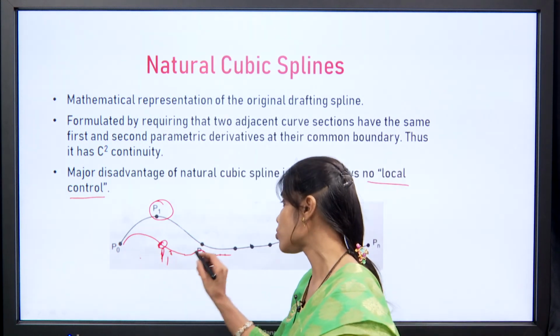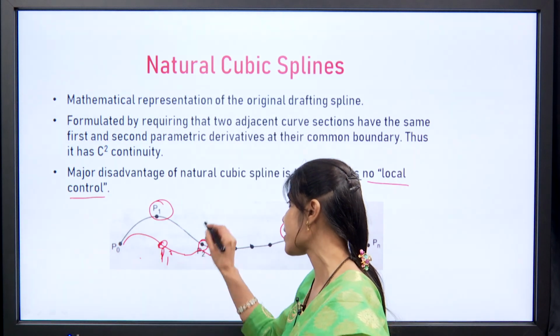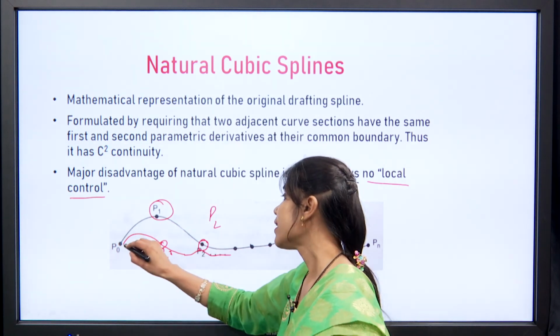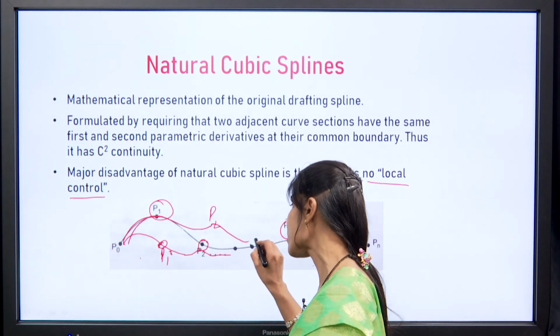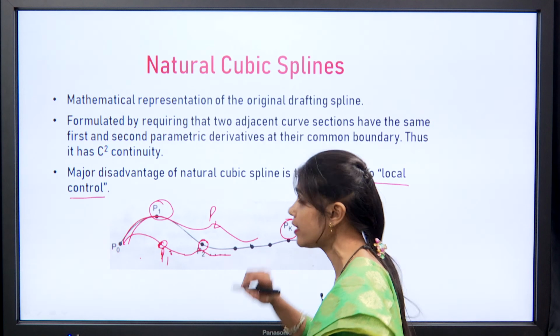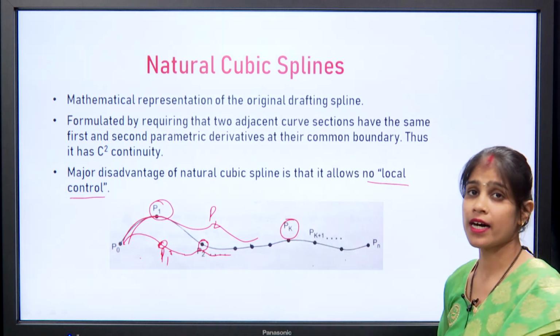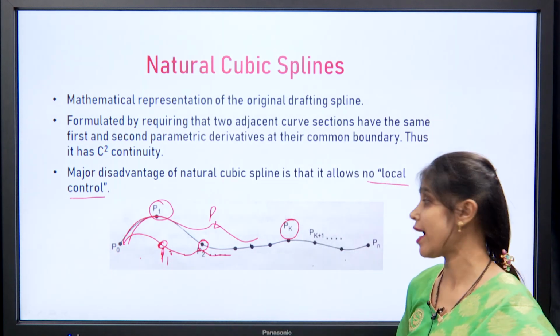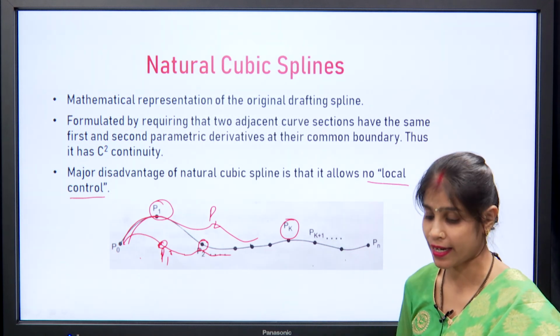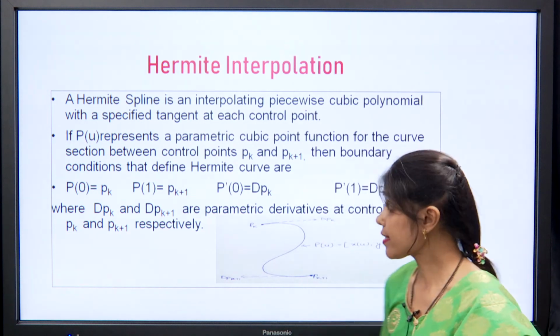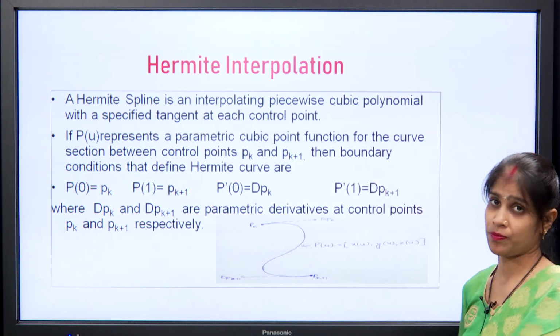If you change the position of P2 over here, then P0, P1 and P2, and the next control points will be calculated again. So there are a lot of calculations: if you change one point, then you have to calculate the rest of the points again and again. Next, we come to the Hermite interpolation.